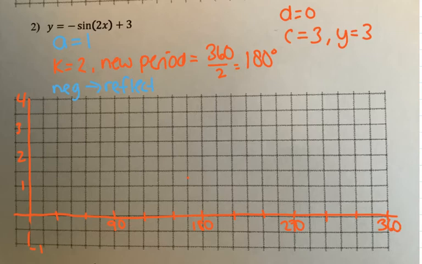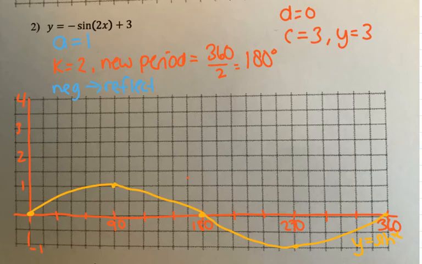Okay, so we'll start with the original. In yellow, it's the same as last time because it's a sine function. We start at 0, we go up to 1 at 90, back down to 0 at 180, down to -1 at 270, and back up to 0 at 360. Right, so we'll label that y equals sine x. Sorry, I can't write in the corners.